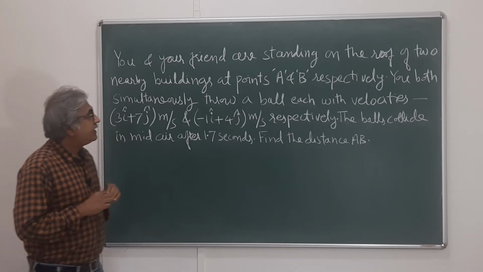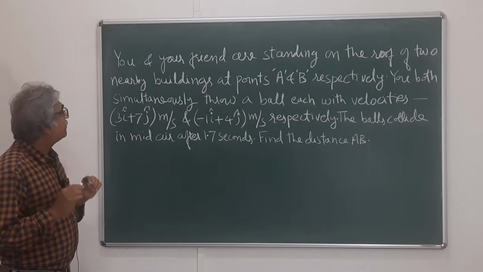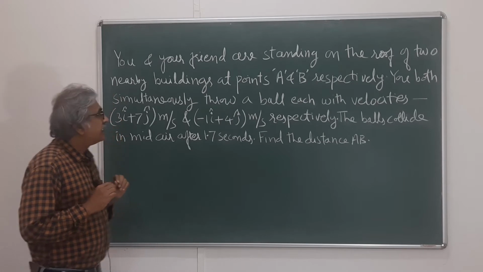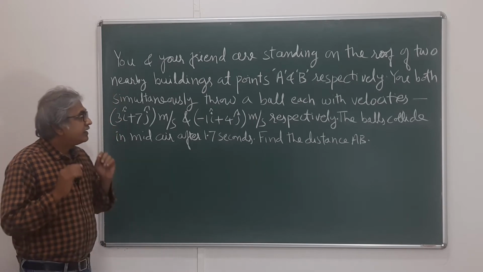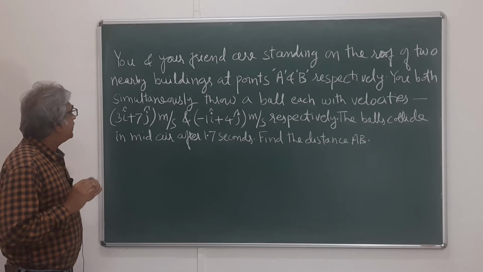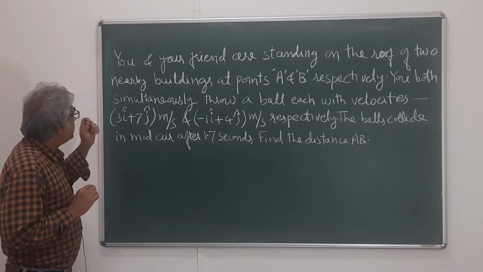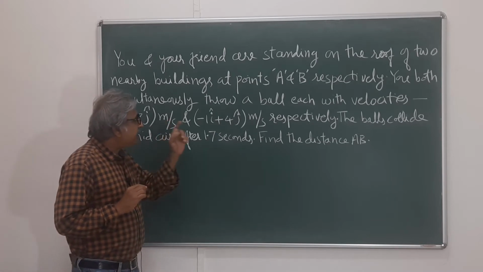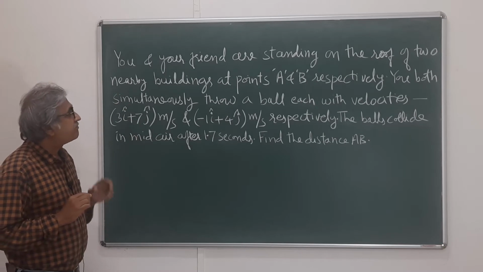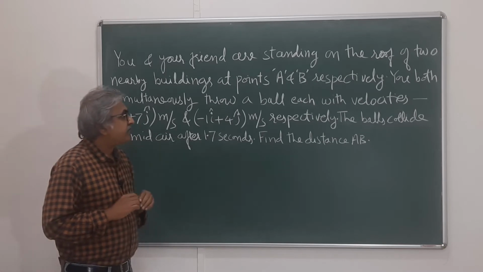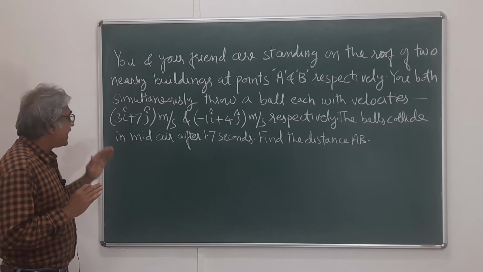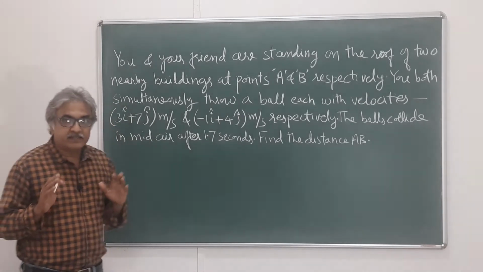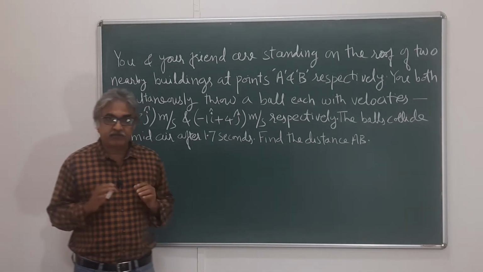You and your friend are standing on the roof of two nearby buildings at points A and B respectively. You both simultaneously throw a ball, each with velocities 3i cap plus 7j cap meters per second and -1i cap plus 4j cap meters per second respectively. The balls collide in mid-air after 1.7 seconds. Find the distance AB. Okay, a very interesting problem.